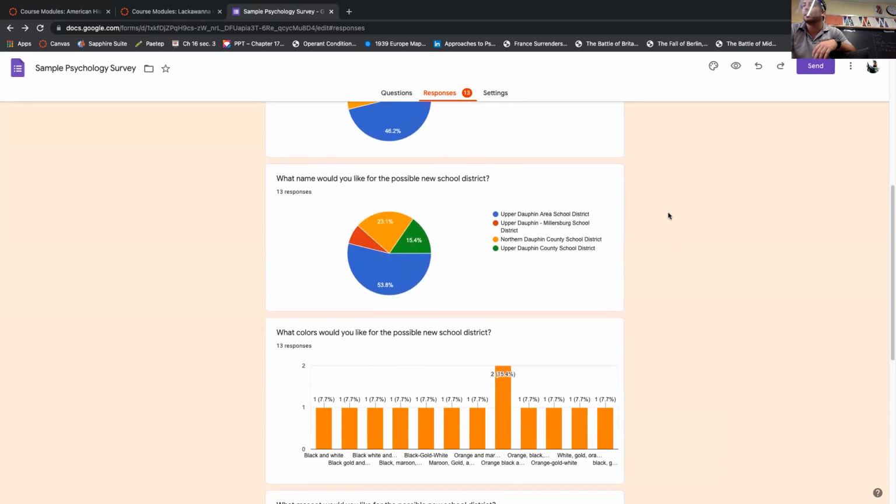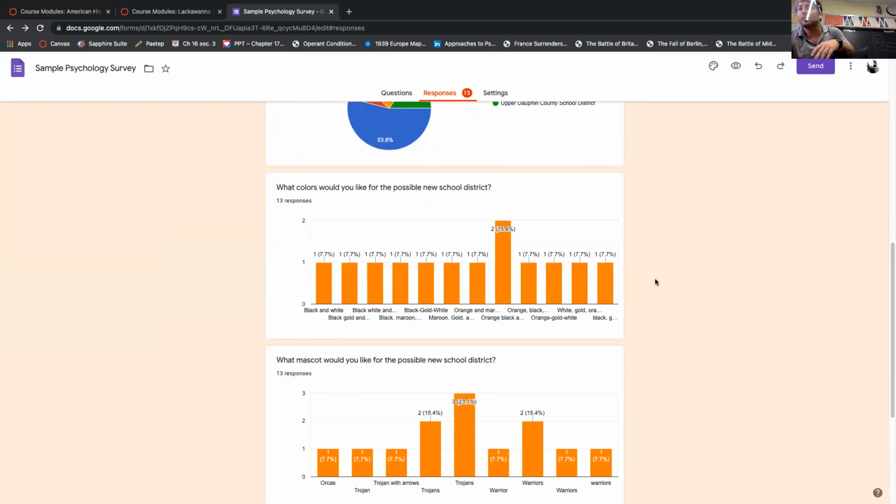All right, so name. Let's see the name here. Upper Dauphin Area School District. That makes sense, right? There's a Central Dauphin. There's a Lower Dauphin. Makes sense. What's the next one? Northern Dauphin County School District. Okay, all right. But that goes against what we already have with Central Dauphin and Lower Dauphin. But whatever. So anyway, here's what I was saying with the short answer.